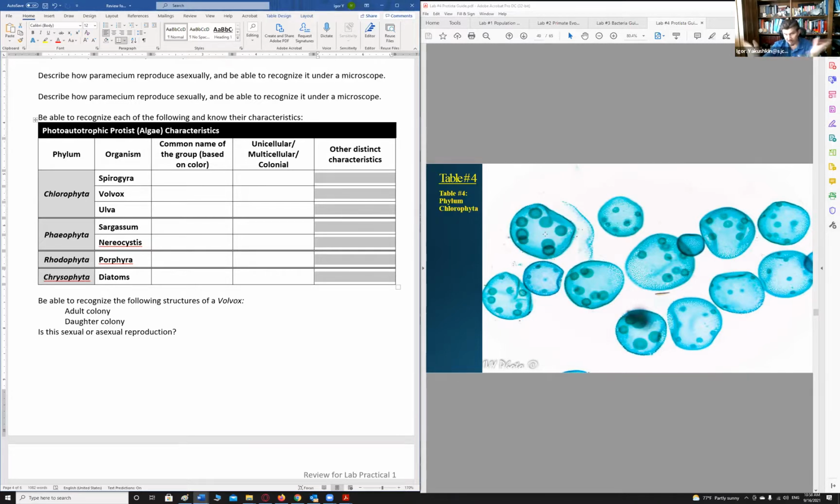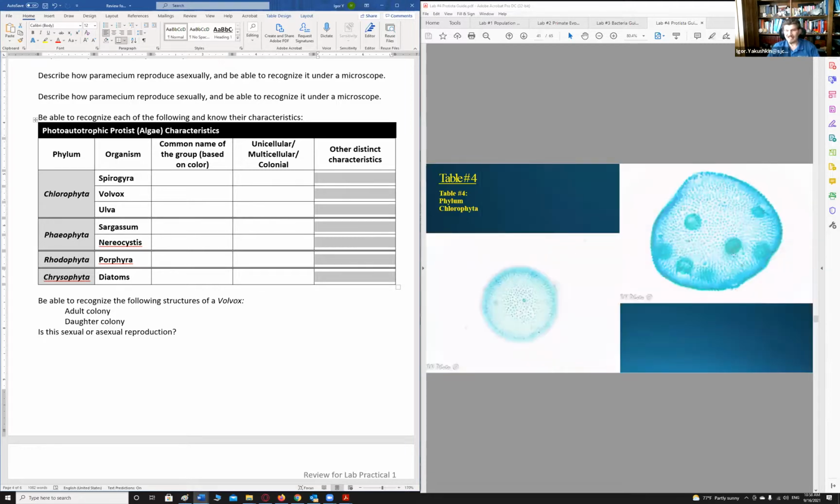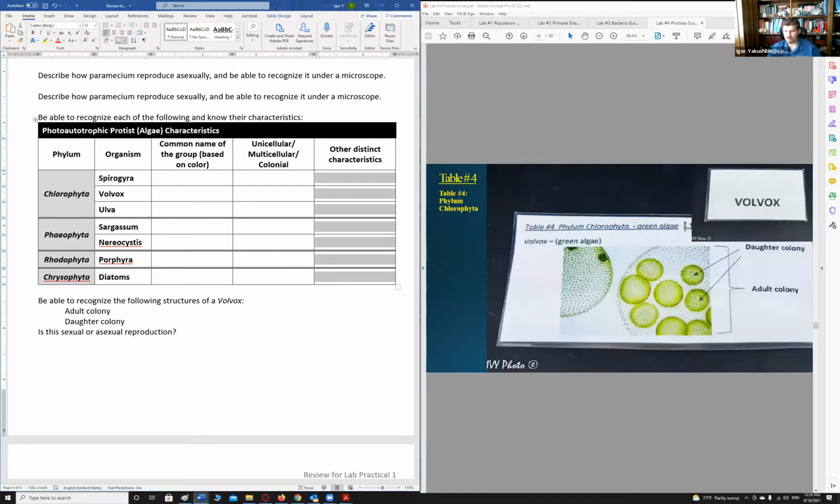As they grow, they literally will open up, break apart the adult colony, and you can see part of the broken adult colony already, and they will be released. That's the asexual reproduction for the Volvox. And do they have sexual reproduction? Yes, they do. We're not going there. So yeah, adult colony versus daughter colony.